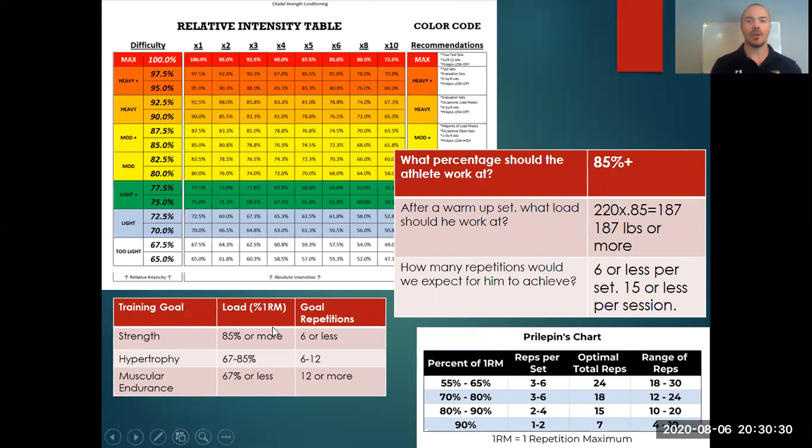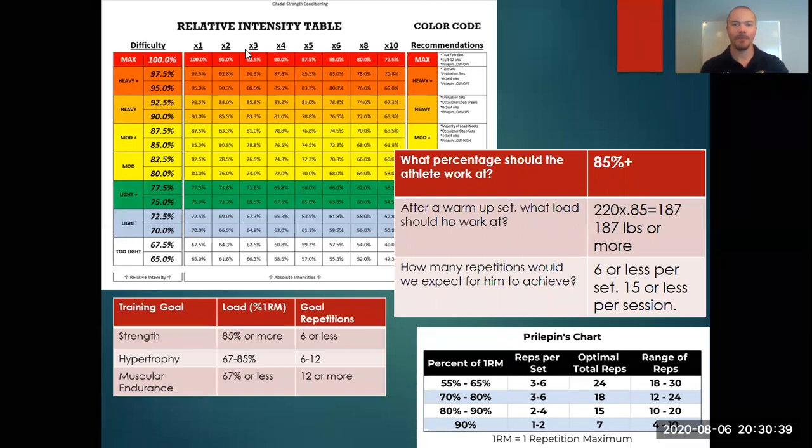Okay, so there is a lot going on here, but just stick with me. We'll work through it together. Okay, so that first question was, what percentage should the athlete work at? Well, 85% and above. And I can see that with the chart, yellow is going to be a bad choice. So we're going to switch over to blue.